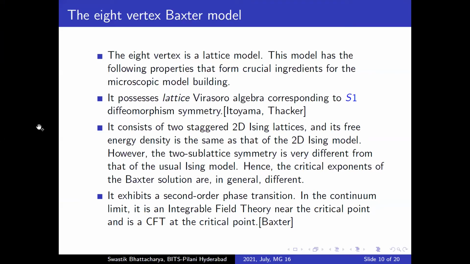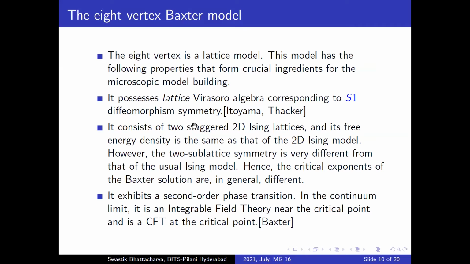So this model is a 2-dimensional lattice model. You can think of it as similar to the Ising model, except that there is not just one Ising model, but 2 staggered Ising lattices. By staggered, what I mean is that these 2 Ising models' axes are at an angle with each other. However, there is still some similarity in that the free energy density is the same as the 2D Ising model. And it also possesses a lattice-Virasoro algebra. The lattice-Virasoro algebra, you can take a continuum limit and it becomes a Virasoro algebra, which we know from CFT.